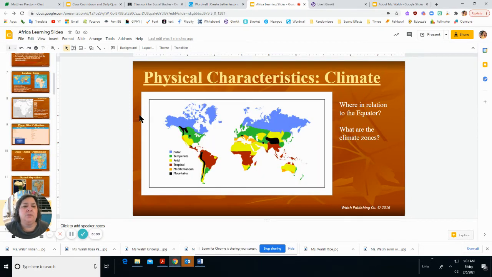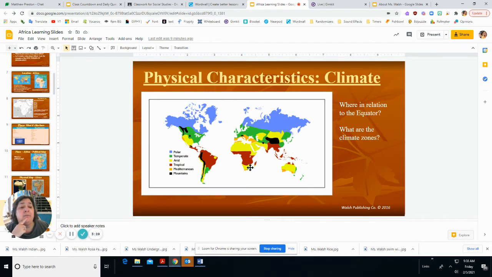Physical characteristics, when we talk about a place, we talk about climate. And if I look at Africa right here, and I use my key or my legend, I can determine what my climate is here. It's varied in Africa, as it is in all the continents. So the yellow area here is arid. Arid means dry, so that's our desert areas in the world. Our red area is tropical. Now that's where the equator comes through, and so it's tropical, meaning that it's humid and hot all the time.